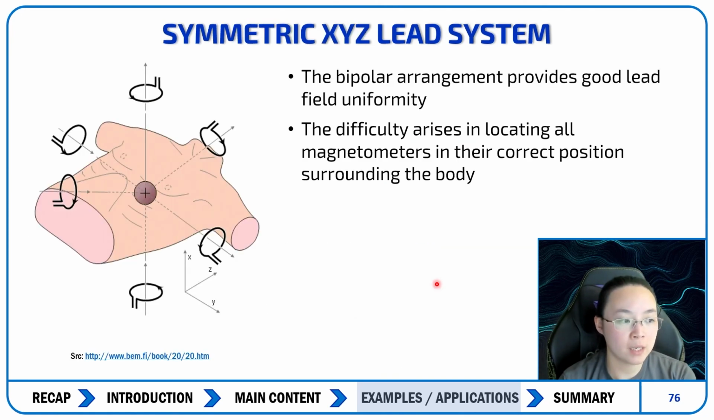So how do we symbolize this through a diagram? We use these to represent the coils. And so for an x, y, and z system, these two are the y coils, these two are the x coils, and these two are the z coils. So this bipolar arrangement provides a good lead field uniformity, and the only difficulty that arises is in locating all the magnetometers and being able to position them correctly around the body.